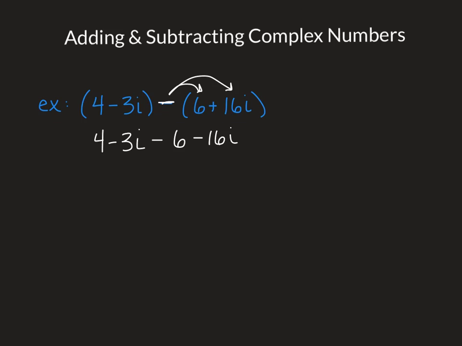At this point, we will combine like terms once again. So we have a 4 and a negative 6 that combine to a negative 2. Then we have a negative 3i and a negative 16i that combine to a minus 19i.